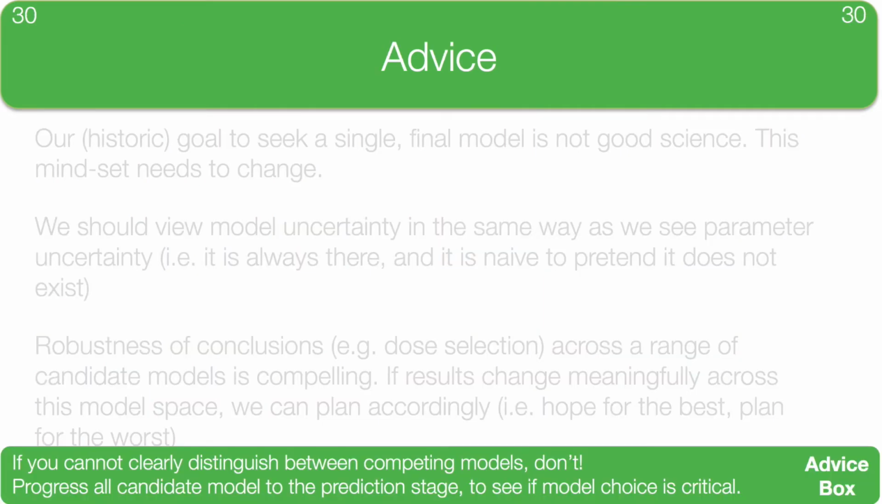So the advice here is, if you can't clearly distinguish between competing models, then don't. And progress all those candidate models to the prediction stage to see if the model choice is actually critical to the decision that you're going to make.